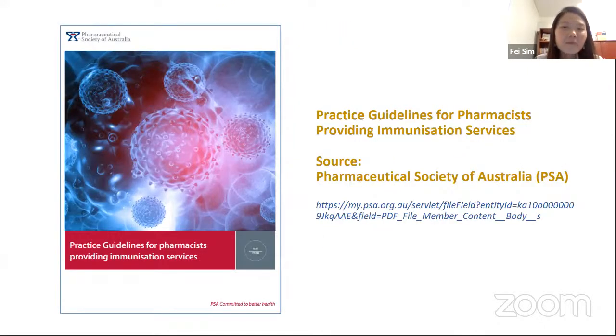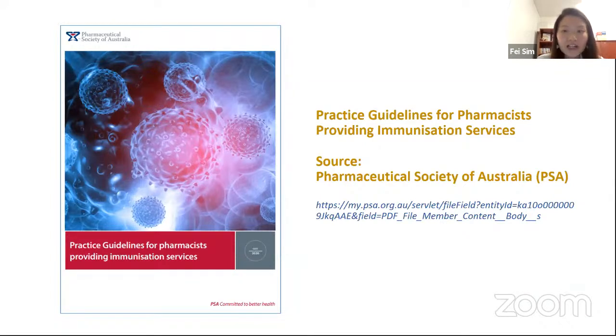So this is the guideline that I would like to share with you all. This is what we use in Australia. The Pharmaceutical Society of Australia is the custodian for this particular guideline, so they own this guideline. This is the practice guidelines for pharmacists providing immunization services. The guideline is really good because it outlines all the steps, procedures, and policies and everything to guide a pharmacist to provide the service.